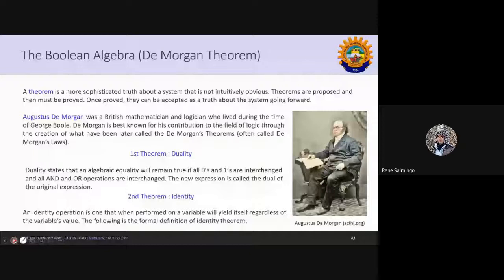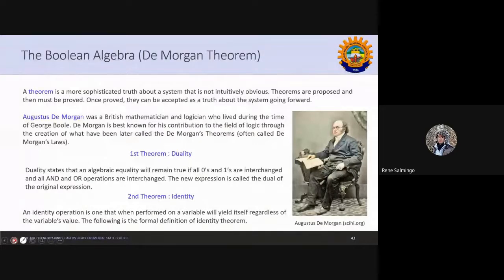So now we are done with the axioms. Now we are going to deal with theorems in Boolean algebra. So what is a theorem? A theorem is a sophisticated truth about the system. It's not intuitively obvious, but theorems are proposed and then must be proved. Once proved, they can be accepted as a truth about the system going forward.